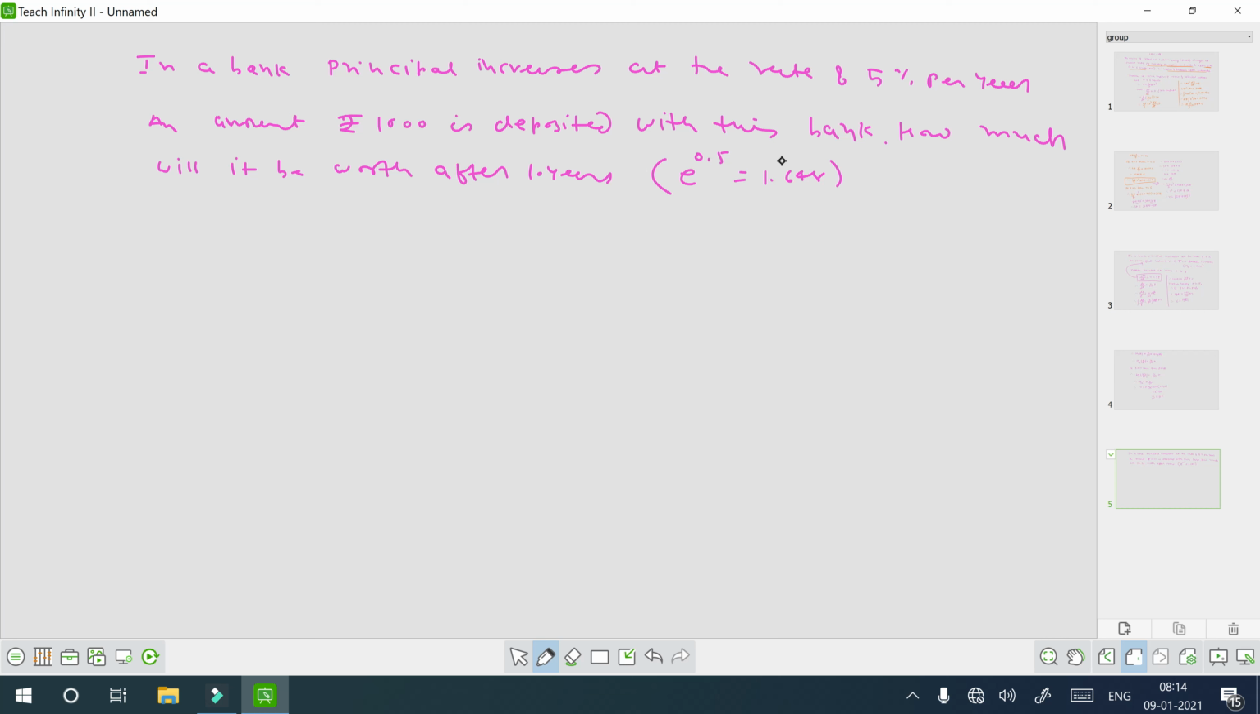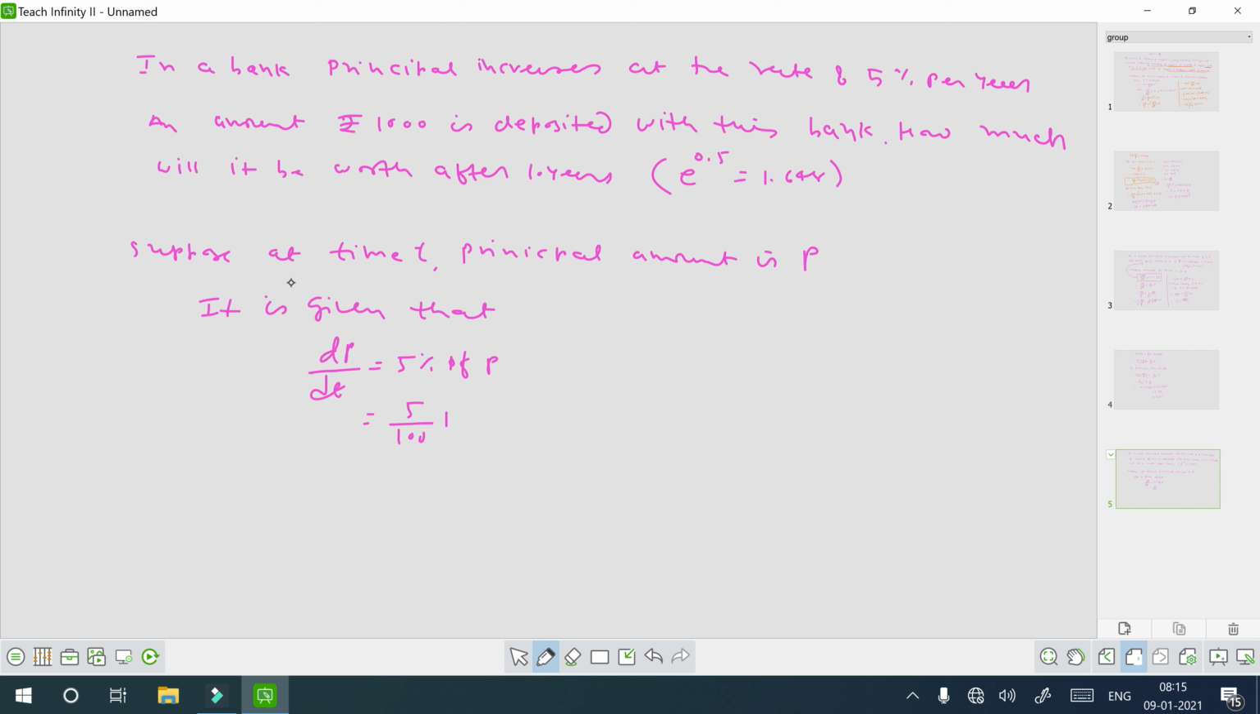Suppose at time t, the principal amount is P. Now it is given that dP/dt increases at the rate of 5% of P. So that is equal to 5/100 P. So dP/P is equal to 5/100 dt.